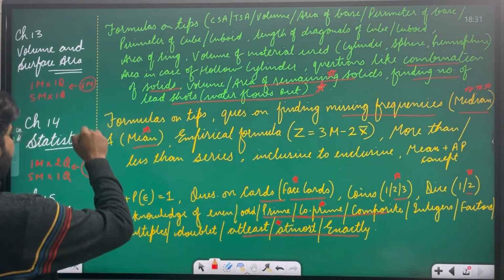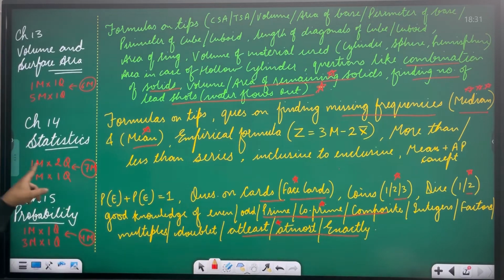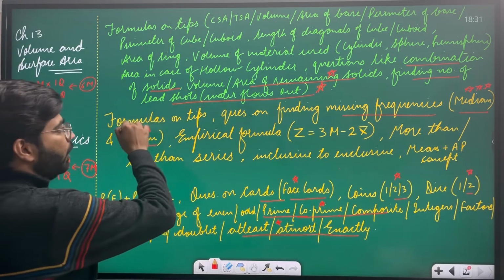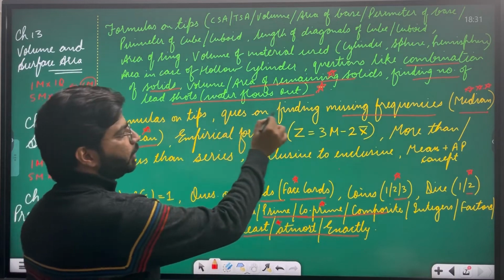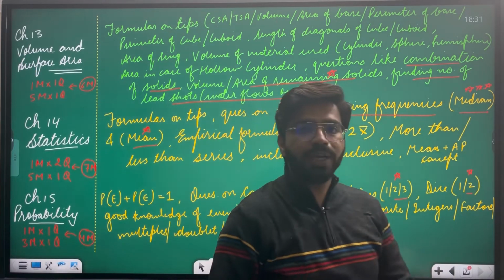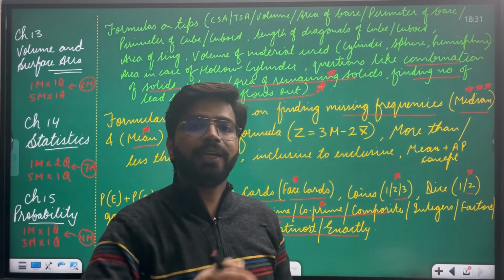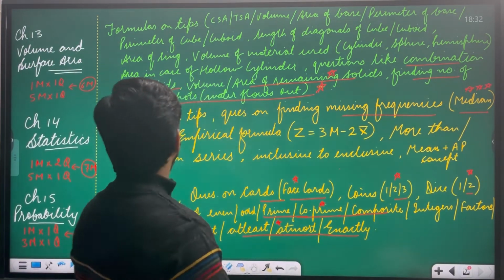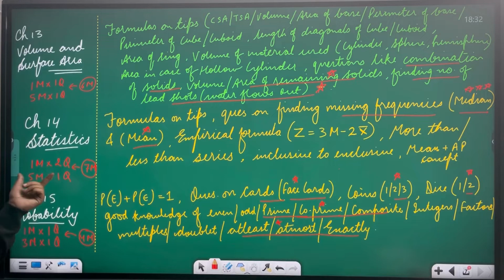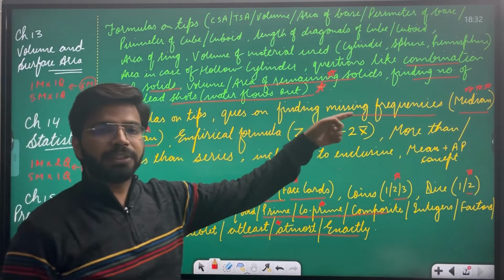Now then we have statistics. In statistics we have 2 questions for 1 mark and 1 question of 5 marks. Total 7 marks of statistics. Formula should be on tips. Number 1. After that, questions on finding missing frequencies. So very important question. Just put a tick. A 5 mark question will definitely come in our paper. So the 5 mark question will be on missing frequency.